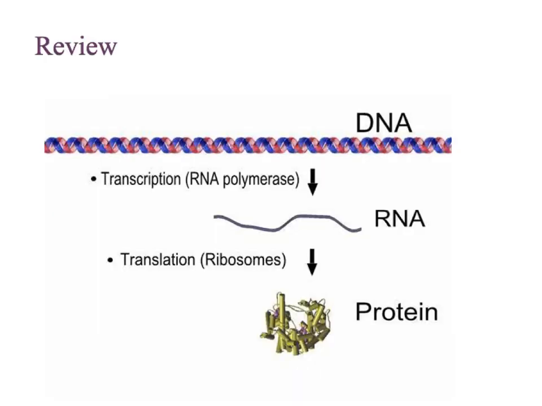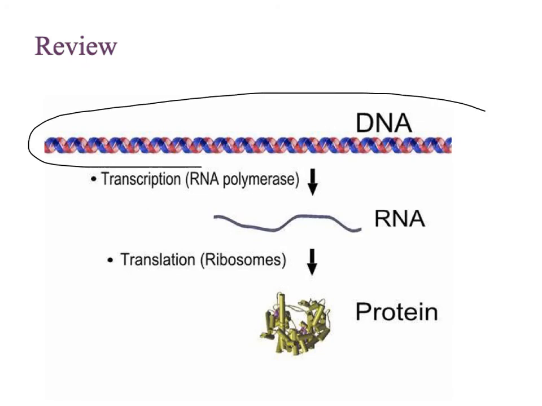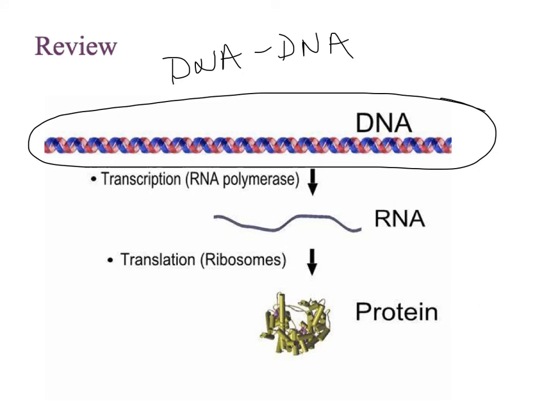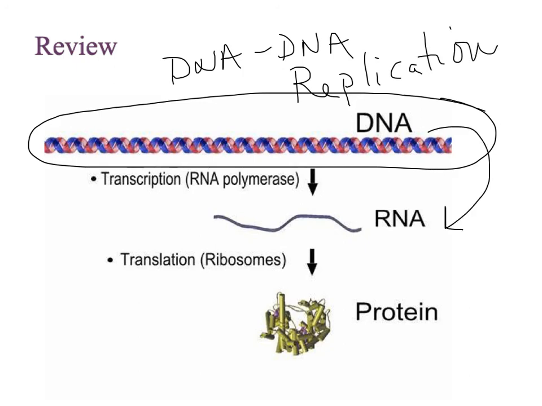So to review, the first thing we did in this chapter was we talked about DNA and how we can make a copy of DNA. So DNA to DNA was called semi-conservative replication. And then we went from DNA to messenger RNA, which is called transcription. And then from the messenger RNA, we went to the ribosome and we made our protein, and that was called translation. So that concludes the lessons on chapter 10, and that is your last lecture of 2014, at least for biology.